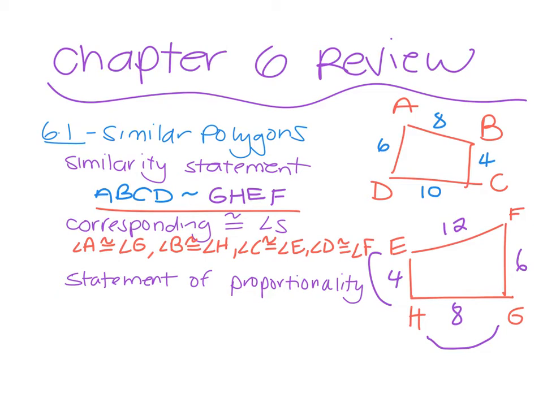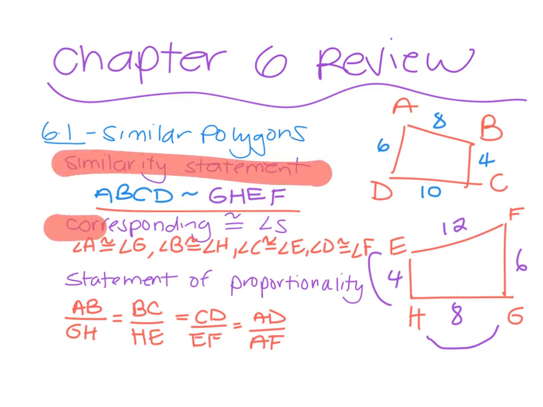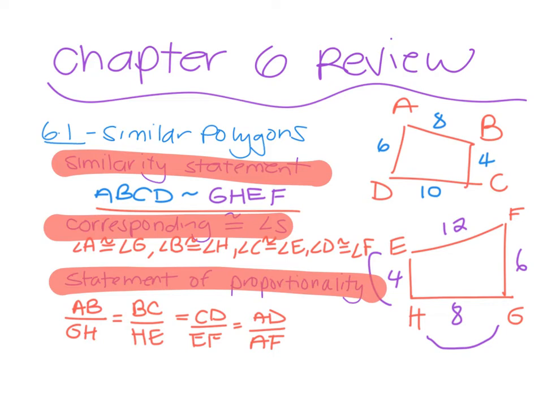All right, and then the statement of proportionality, again, I'm going to go by the order of the letters. So AB should go over GH, BC should go over HE, CD over EF, and AD over AF. So the difference between the similarity statement, the corresponding angles, hopefully you know that one, and the statement of proportionality, make sure that you can tell the difference.